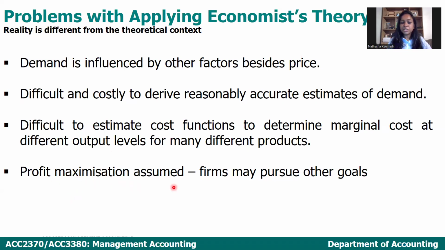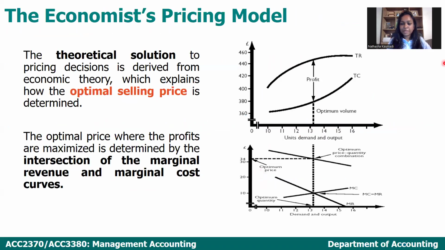Profit maximization is assumed. Firms may pursue other goals. This economics theory assumes that profit maximization is the goal of the organization. But in reality, there can be other goals as well, not only profit maximization. So here, profit maximization is the goal. To maximize the profit, what is the optimal price? That was decided through MC and MR.